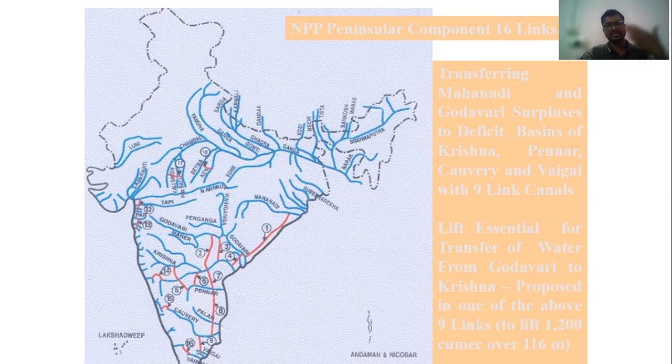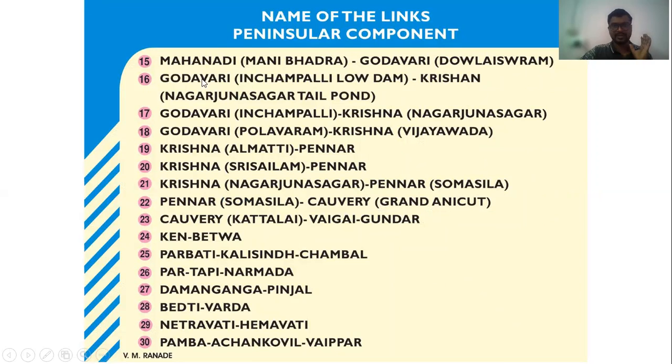will get diverted towards the rivers that are coming in between, okay, by canals or directly by having tunnels, etc. So as per this, the links given to us are the Mahanadi Godavari main branch, Godavari Krishna, then Godavari Krishna that is Inchampalli Nagarjuna Sagar. Nagarjuna Sagar is the reservoir, the names of the reservoirs are given, it is a basin transfer. Godavari, that is from Polavaram to the Krishna, that is Vijayawada, Krishna Almatti, from the Almatti dam reservoir to the Pennar, Krishna from Srisailam to the Pennar, Krishna from Nagarjuna Sagar to the Pennar, that is Somasila, then Pennar from the Somasila to the Kaveri, that is Grand Anicut, then Kaveri from the Kattalai to the Vaigai, and then Vaigai to the Gundar.